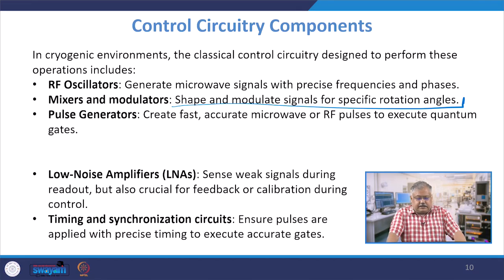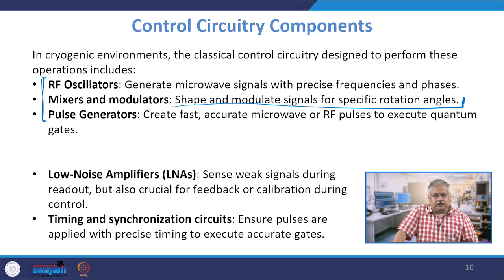What are pulse generators? These generate accurate microwave RF pulses to execute the quantum gates. All these three are quite important, and please understand all these three are actually sitting at cryogenic temperatures, at very low temperatures. Then the next is low noise amplifiers, which sense weak signals during readout and are therefore crucial for feedback calibration during control. Timing and synchronization, we also need to be careful that the pulses which are generated should be synchronous with respect to some external clock.